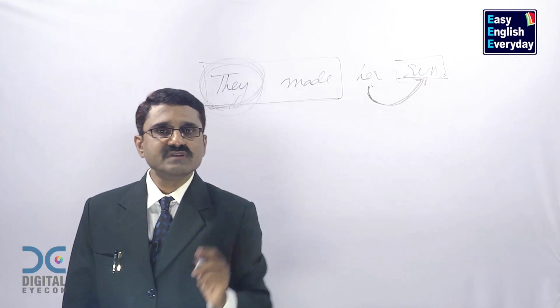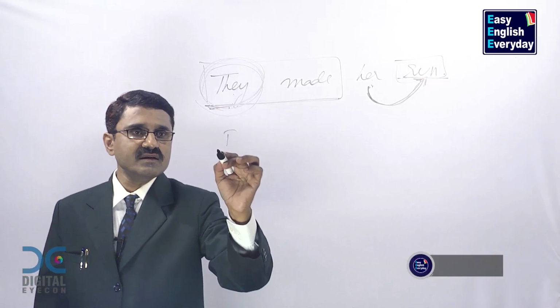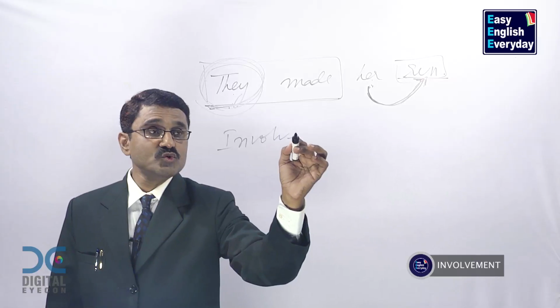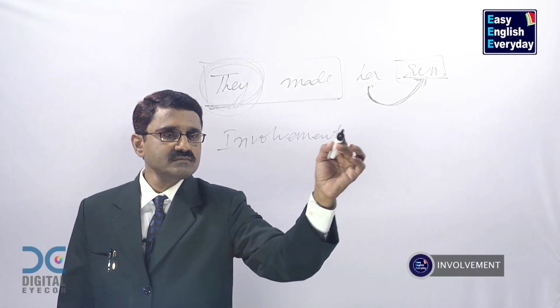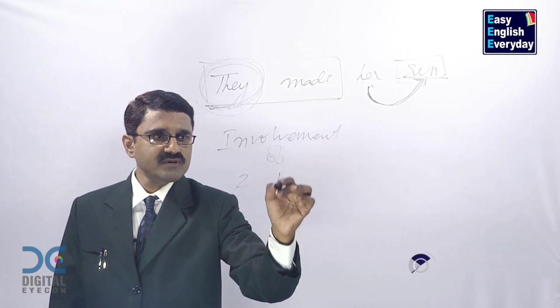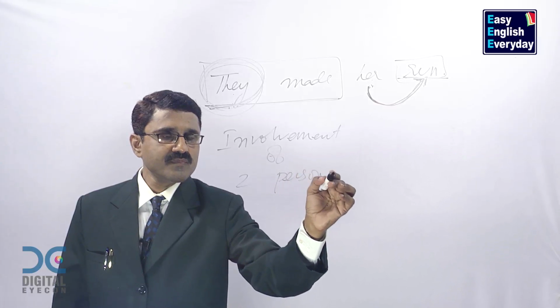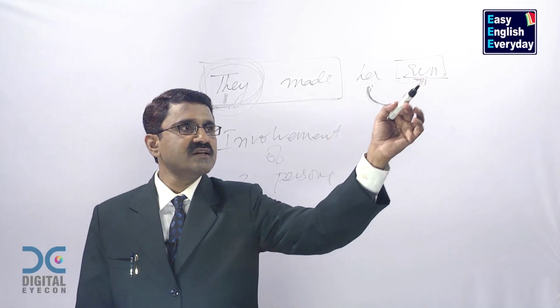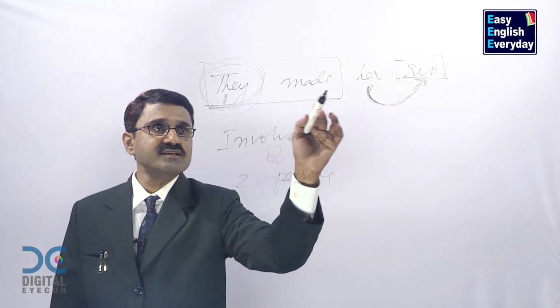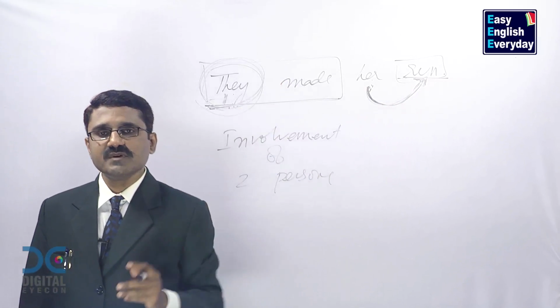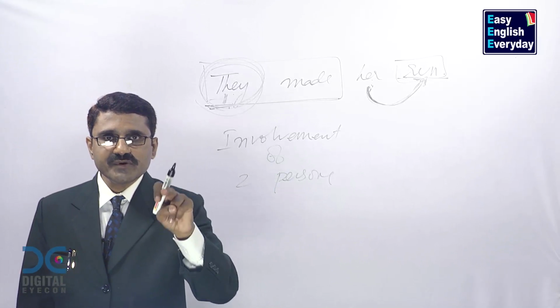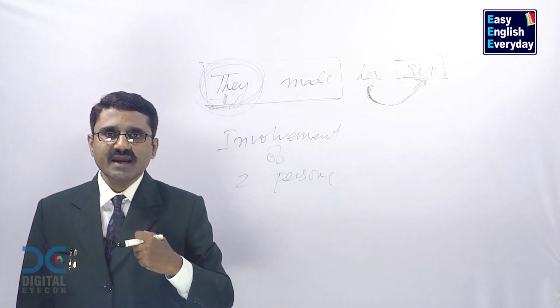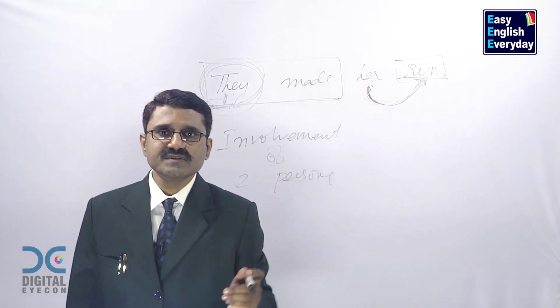So when should I use these sentences? When there is involvement of two persons. Person 1 and person 2. This person is the doer. This person is not the doer. He is responsible for this. So because of you, if I do some action, I need this type of sentences.